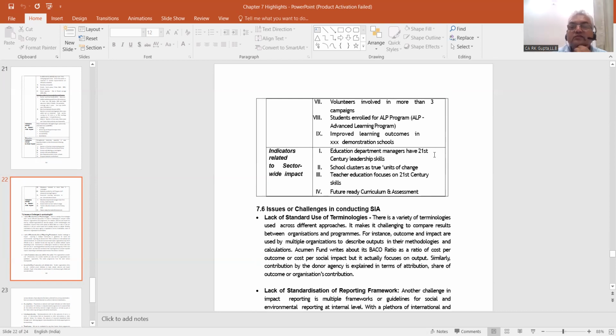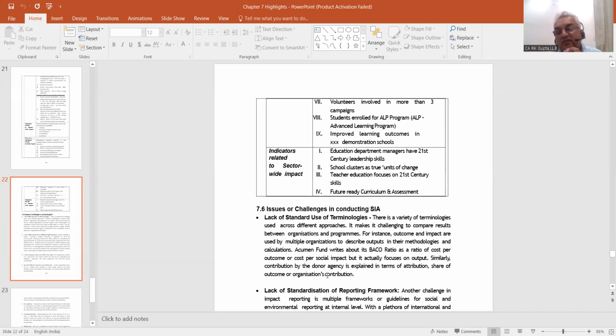Education department managers have 21st century leadership skills. School clusters are true units of change. Teachers' education focuses on 21st century skills and a future-ready curriculum and assessment. So these are some of the indicators which we can use. Now, what are the issues or challenges in conducting the social impact assessment?